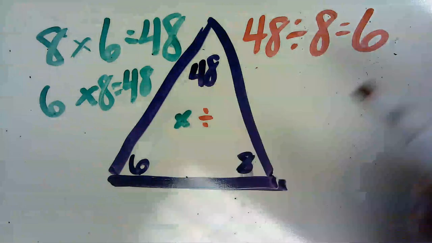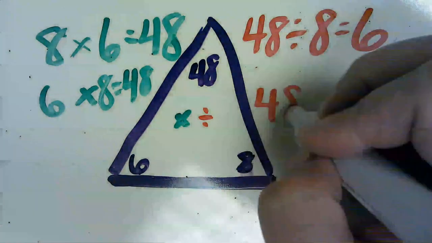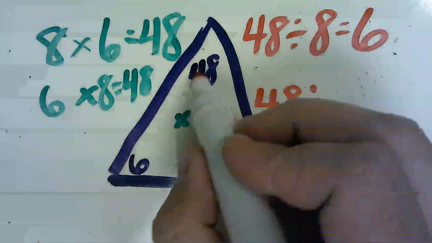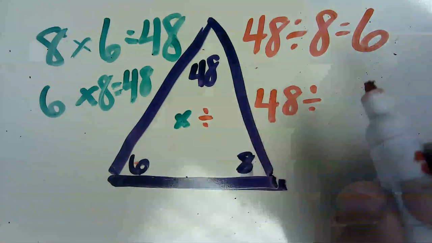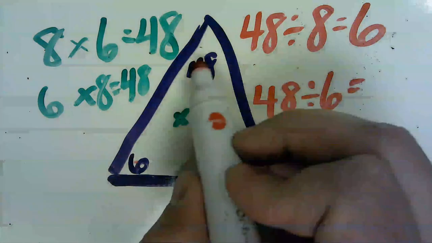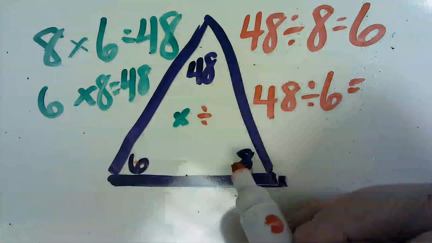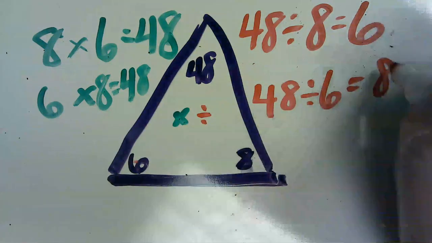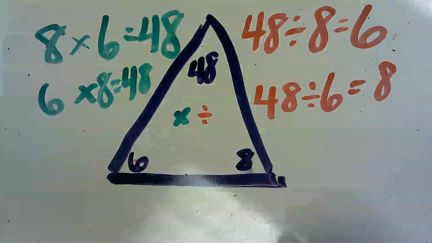Then I'm going to start over here at my 48. I'm going to divide that by 6 because that's the one I haven't done yet. I wouldn't go back over to 8. I already did that. 48 divided by 6 equals, I hope you said it with me, 8, right? This is how these fact families can work together to create these different problems.